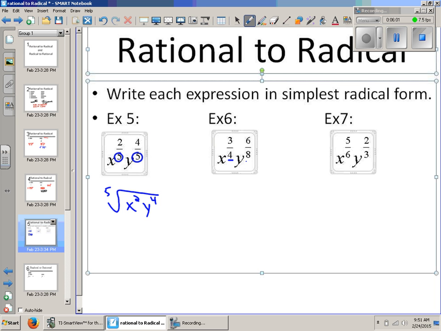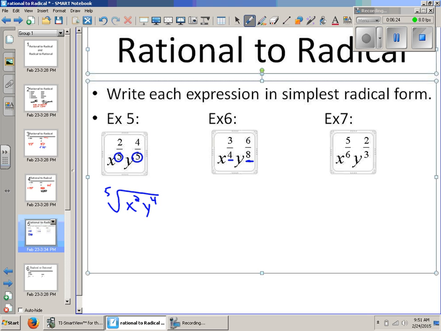Okay, example 6, not as easy. Why? Because my denominators are not the same. So since they're not the same, I have to try to make them the same because I only want one radical instead of two. First thing I'm going to try to do is see if I can simplify the bigger one. So here 8's biggest, so 6/8. Can I simplify 6/8? Here I can.